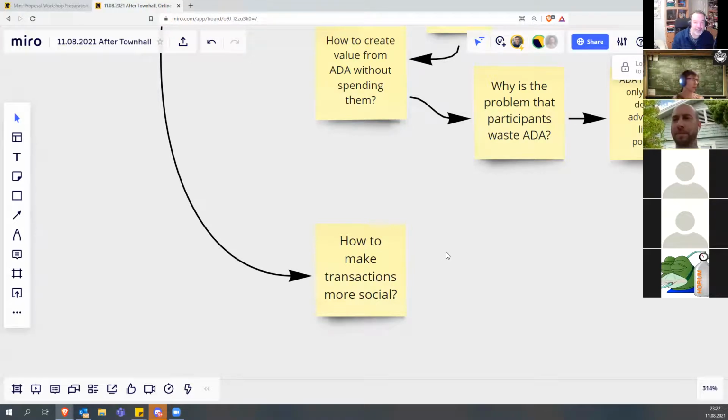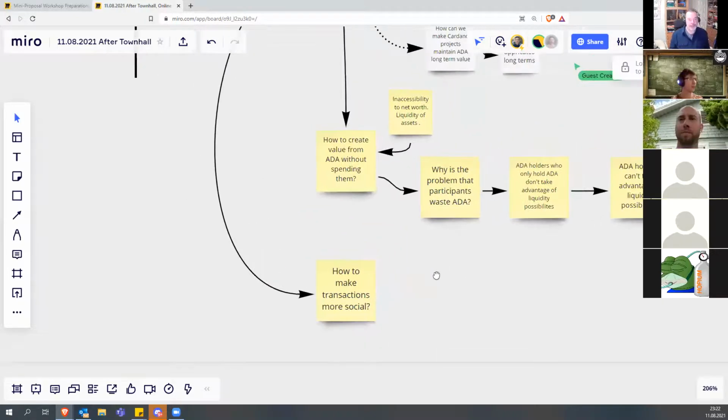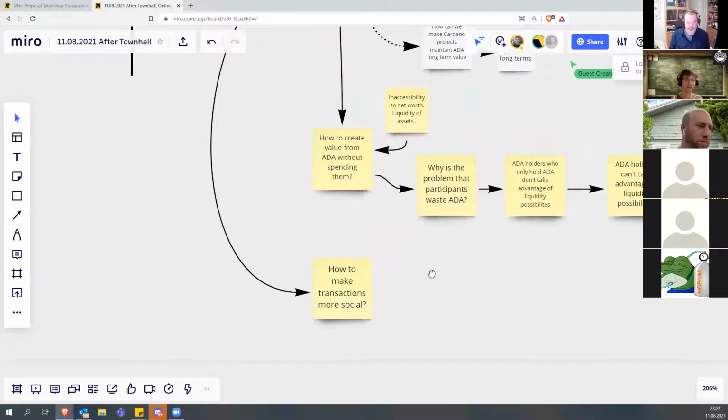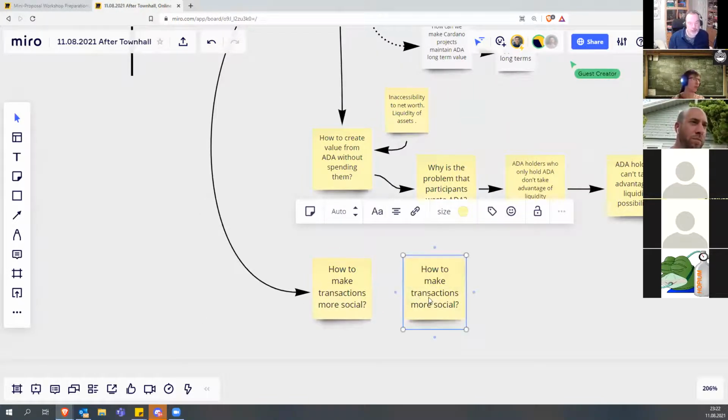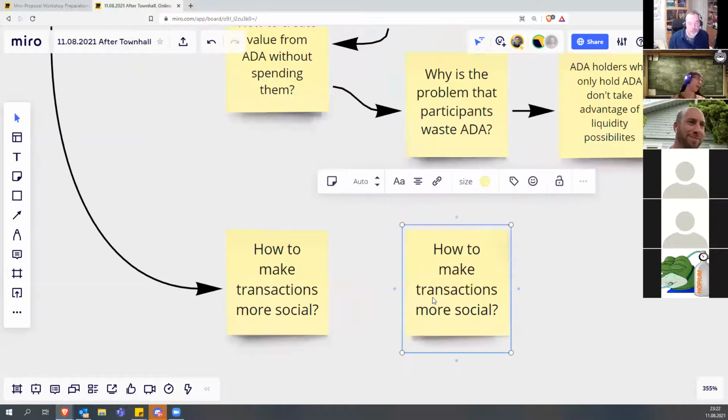Anyway, from Aiden, how to make transactions more social? This is Aiden's idea, isn't it? To make it a question would be, why do we want to make transactions more social? Okay.